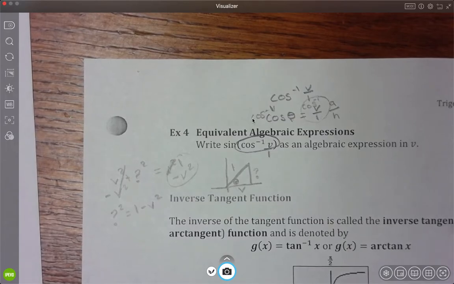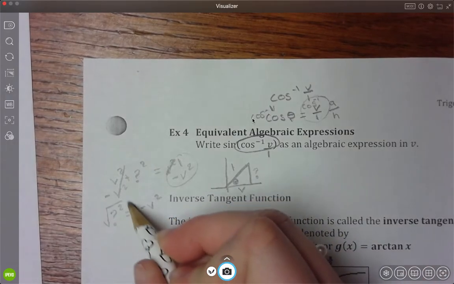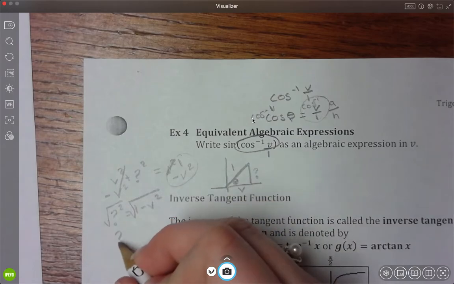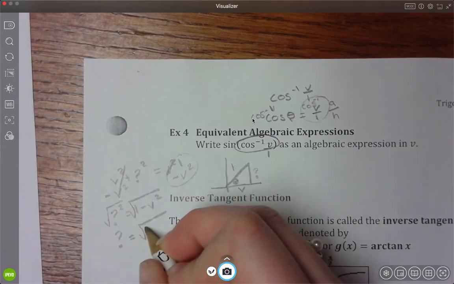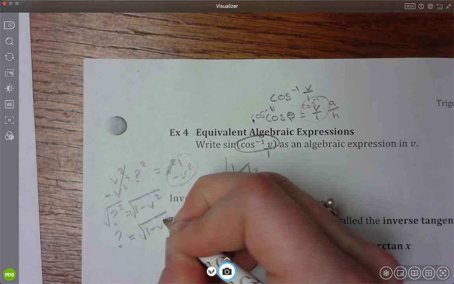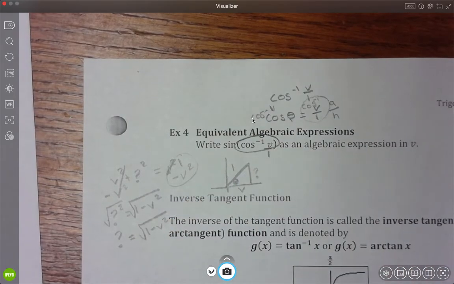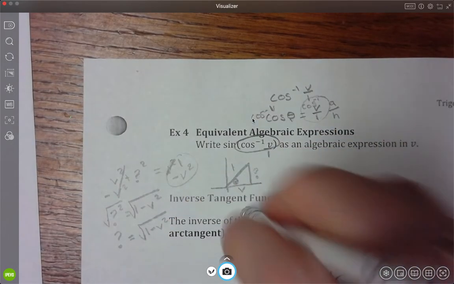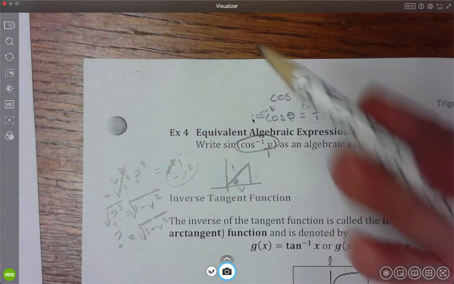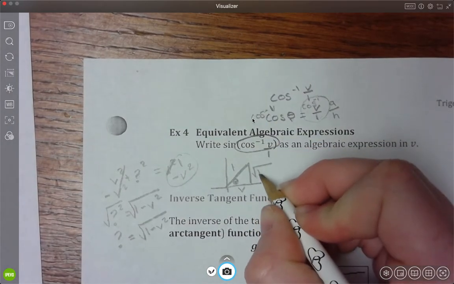And then I'm going to end up taking the square root of that. So my question mark, or that side, is going to be the square root, as ugly as this is, of 1 minus v squared. How ugly. That's what this side is. Okay, so I'm going to erase it, and I'm going to say this side is the square root of 1 minus v squared.